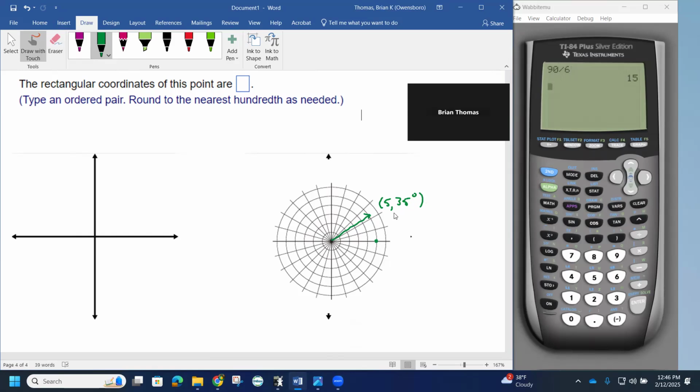Now, what they want to do is convert this from polar back to rectangular. So we're going to convert this over here to our rectangular system. This is our x-axis and this is our y-axis. What we need to figure out is, what's our vertical and what's our horizontal? Notice that the horizontal is the x-coordinate and the vertical is our y-coordinate, and theta is our angle.